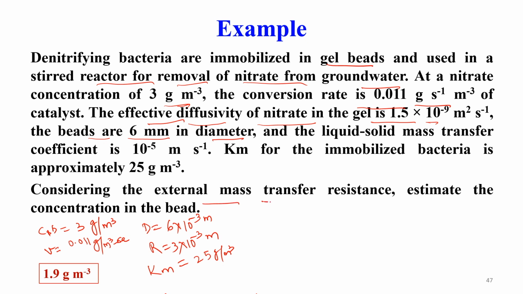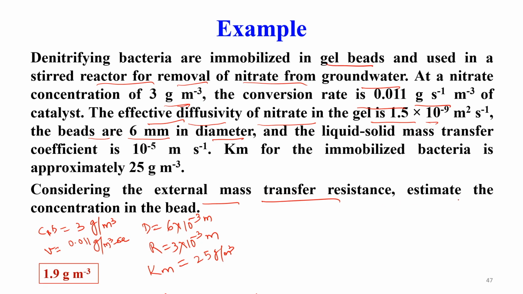Now, today we are only going to discuss external mass transfer resistance here. The same example we will be discussing at the end of internal mass transfer as well. Then we will see whether both the mass transfer resistances are present or not. So, for the external mass transfer, considering the external mass transfer resistance, we need to estimate the concentration in the bead. So, Csb is here, and we have to find the value of Cs.